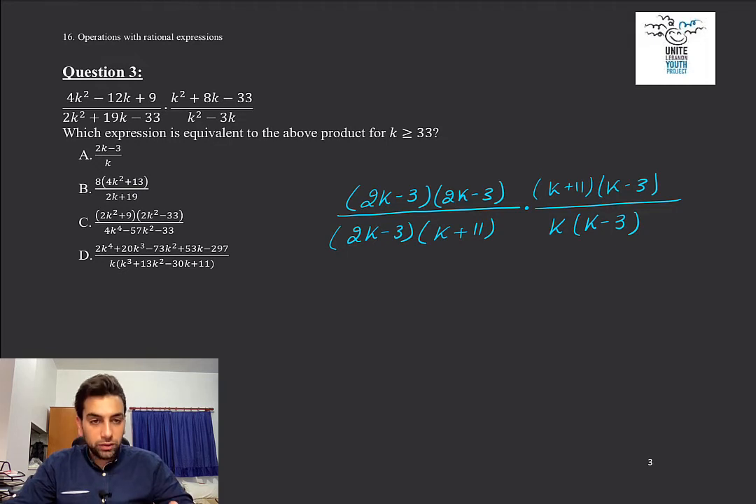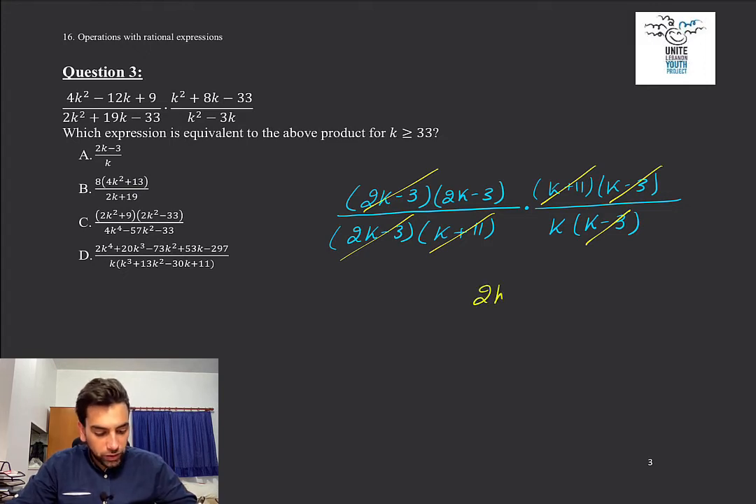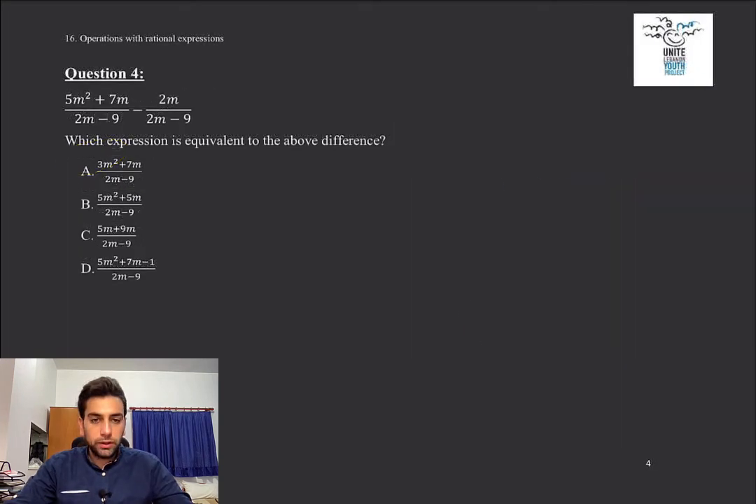Here what we can do is we can cancel out 2k minus 3 in the denominator and in the numerator, we can cancel out k plus 11 on both sides, and we can cancel out k minus 3. So what we will be left with is 2k minus 3 over k. Thus our answer is part A. Now we will be doing exercise number 4.